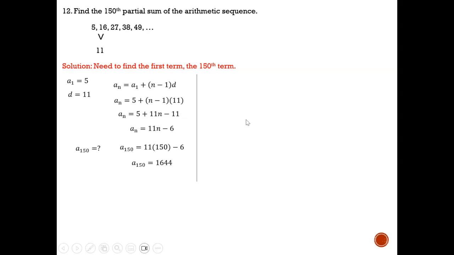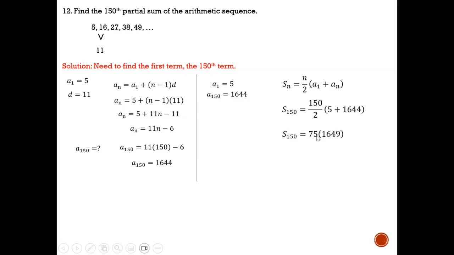Now we use the other formula for the sum. We've got the first term and the last term, which are required for the formula. This is my first term. This is my 150th term. So it'll be 150 divided by 2 times 5 plus 1644. It's going to give us 75 times 1649. We multiply them out. So this is my solution, guys. It'll be 123,675.